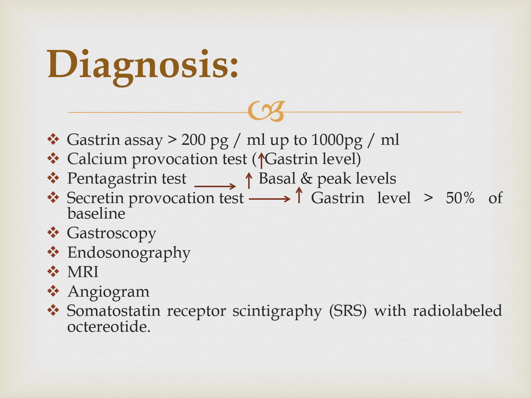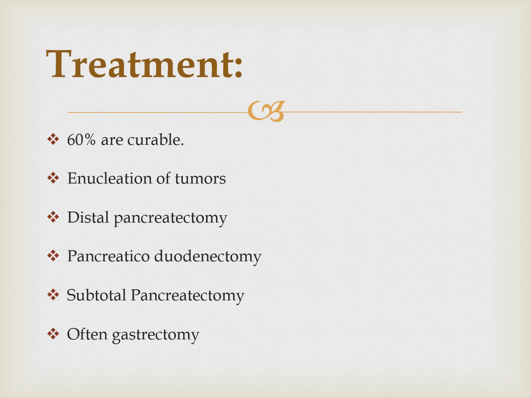To locate the tumor, we use endoluminal ultrasound, gastroscopy, MRI, angiogram, and somatostatin receptor scintigraphy with radiolabeled octreotide. The prognosis of gastrinomas: the patients with pancreatic tumors have a worse prognosis than those with the primary tumors in the duodenum. But about 60% of the patients are curable.